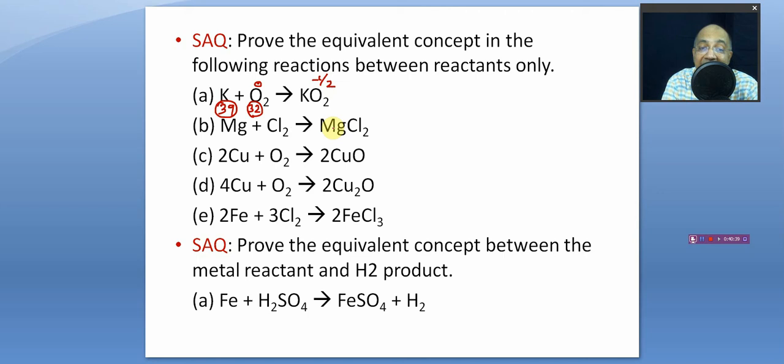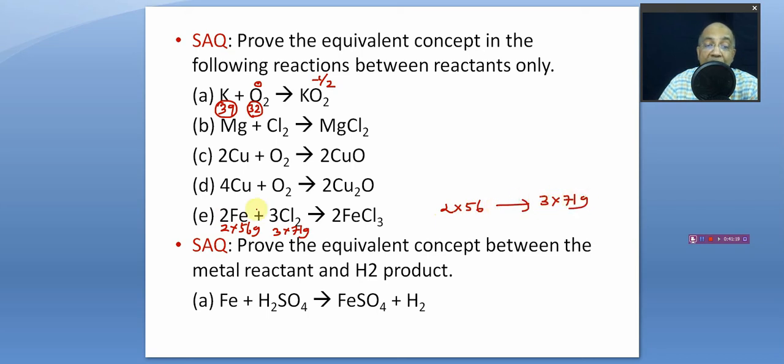So in this way, you will prove, I am not spending time on this, that in all cases the mole ratio may be 2:1, 4:1, 2:3, and here fortunately 1:1. But in case of equivalence, it is always 1:1. That you can prove first with the mole concept. For example, 2 moles of iron, 2 into 56 gram, reacts with 3 into 71 gram.